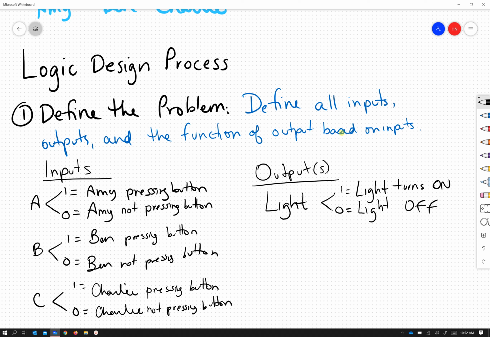Remember, the problem is define all inputs, outputs, and the function. So let's define the function. What we want to do here is we always start a sentence with the output. So in this case, the output is a light. So the light, and you just choose 1 or 0. It's most logical, again, to put 1. So the light will turn on if, and what you have to do is finish the sentence based on what's happening with the inputs.